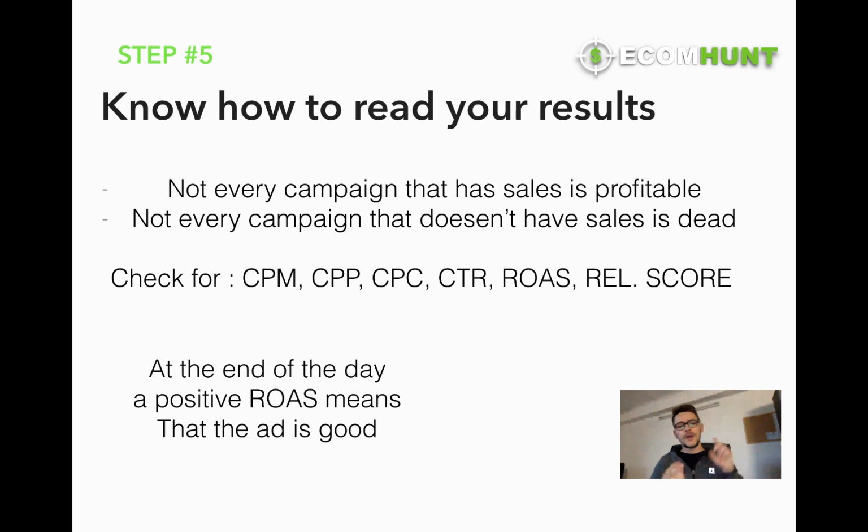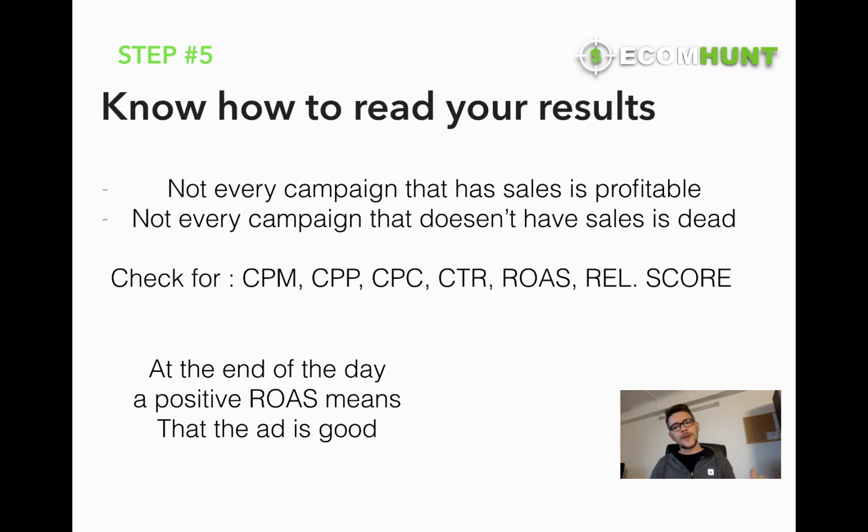You will have to learn what is CPM. It's cost per mil, it's the cost that Facebook is offering you to reach 1,000 people. It's really important. CPP, cost per purchase. CPC, it's cost per click. You have to know all of these in order to know how to read your results.